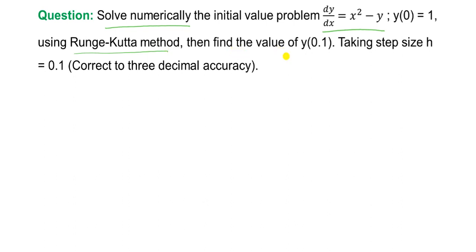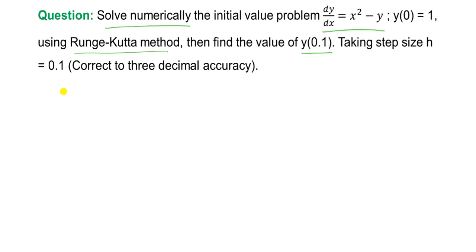Then find the value of y at x is equal to 0.1 taking step size h is equal to 0.1, correct to 3 decimal places. Runge-Kutta method of order 1 means the simple forward Euler's method. Runge-Kutta method of order 2 is generally known as the modified Euler's method. So here, when using the Runge-Kutta method, this means the Runge-Kutta method of order 4.